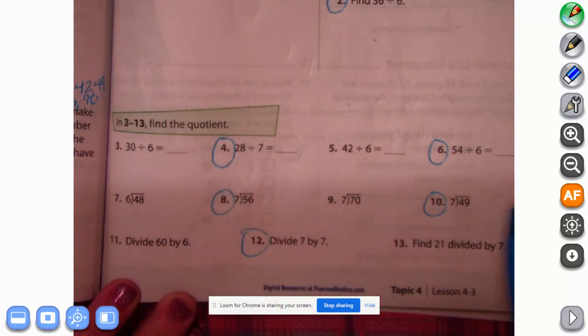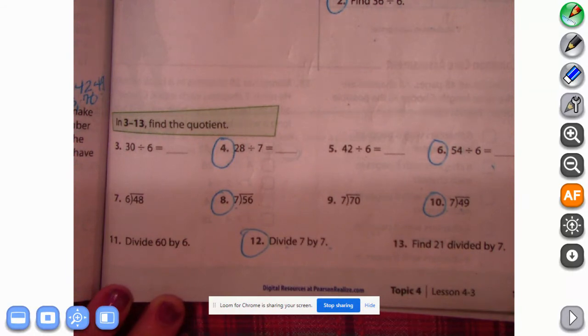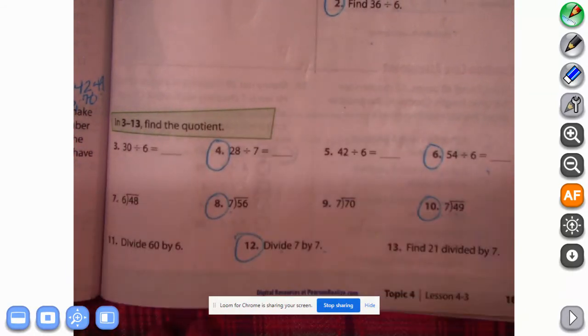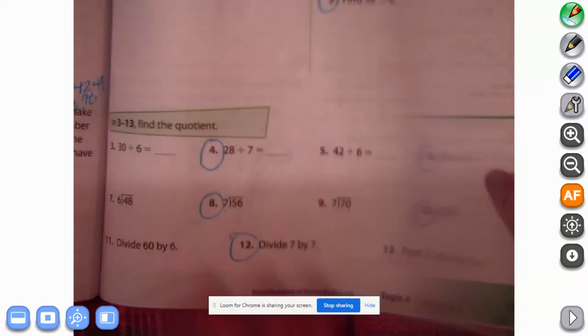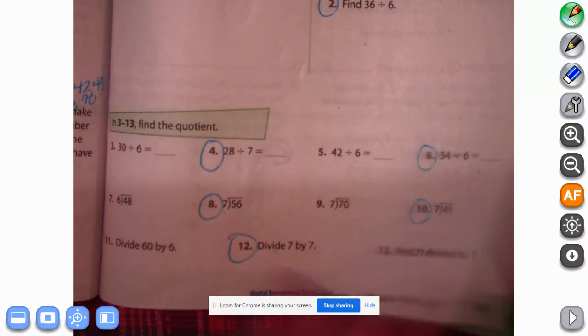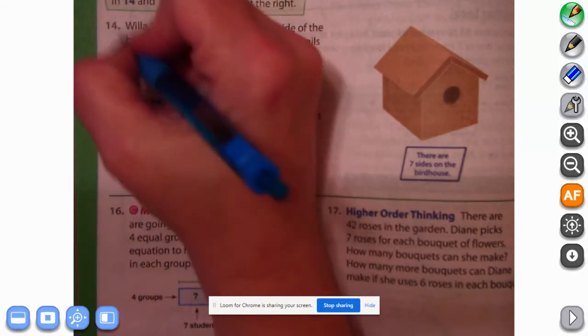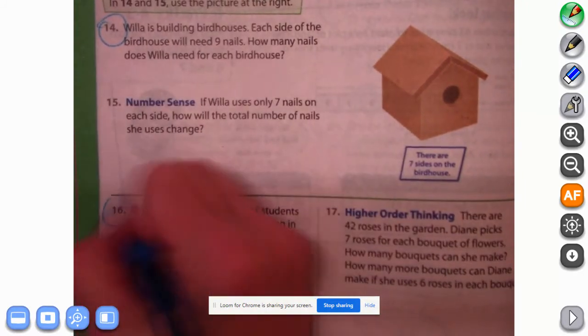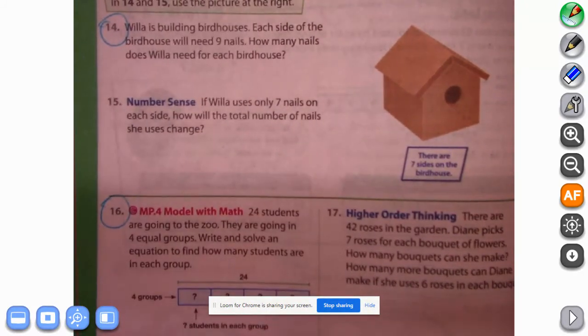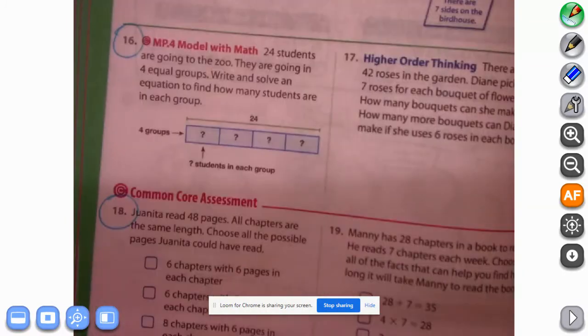28 divided by 7. 54 divided by 6. 56 divided by 7. 49 divided by 7. Divide 7 by 7. All right, make sure you have all of the evens circled. 2, 4, 6, 8, 10, and 12. And then on the back, we're going to do 14, 16, and 18.